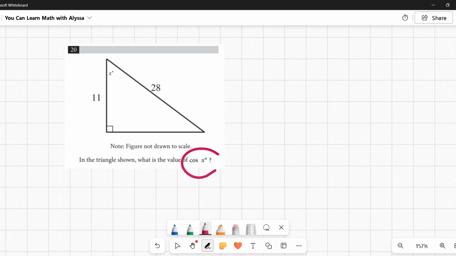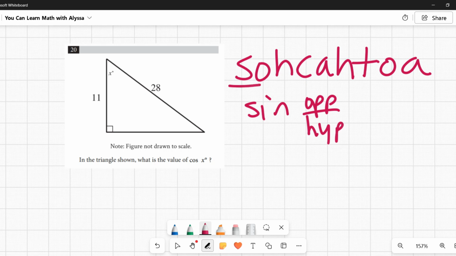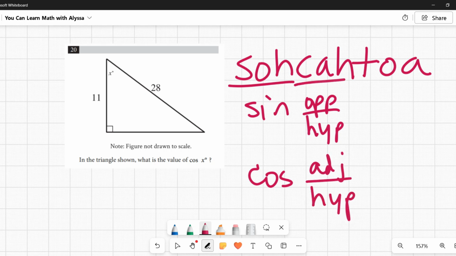Now, cosine of x. What is cosine? How do we get cosine? Well, our little abbreviation that you will see over and over again is to help us remember that sine is opposite over hypotenuse, SOH. Cosine is adjacent over hypotenuse, CAH. And tangent is opposite over adjacent.